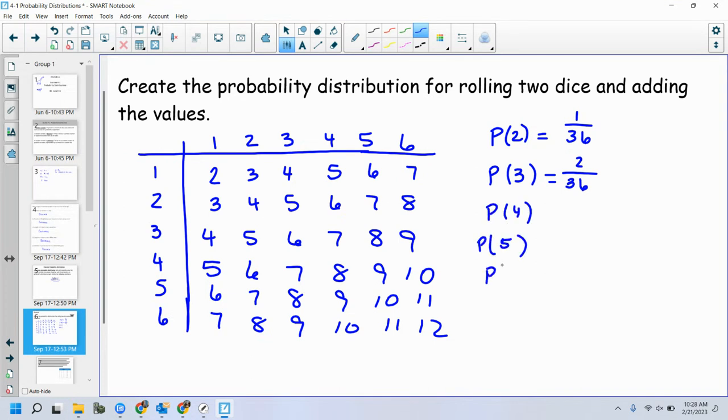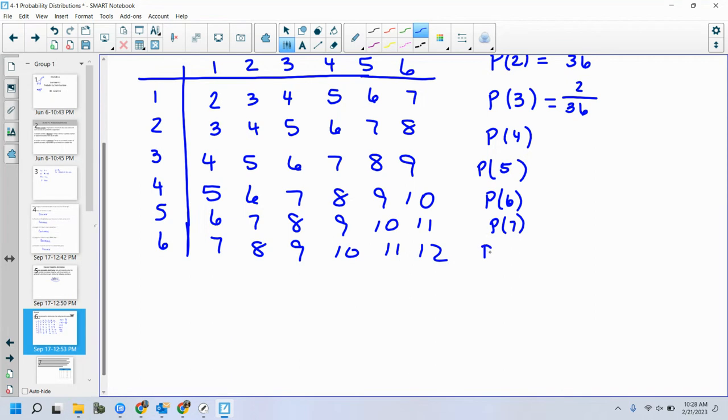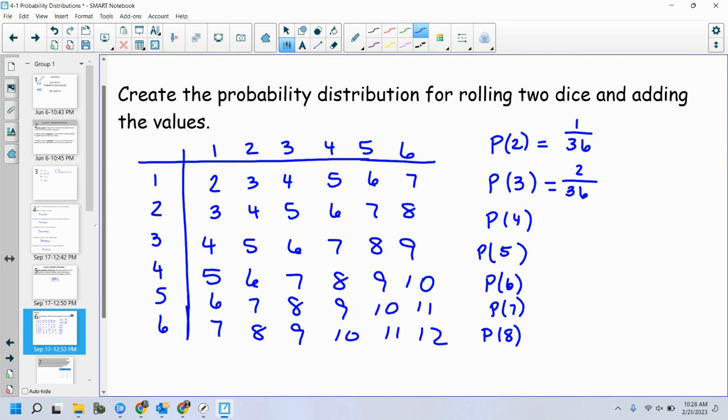Probability of 5, probability of 6, probability of 7. I'm going to list these off. Probability of 8. You know what? Let me jump up here. Probability of 9, probability of 10, probability of 11, probability of 12. This all total is a probability distribution, listing off all possible outcomes and their probabilities.